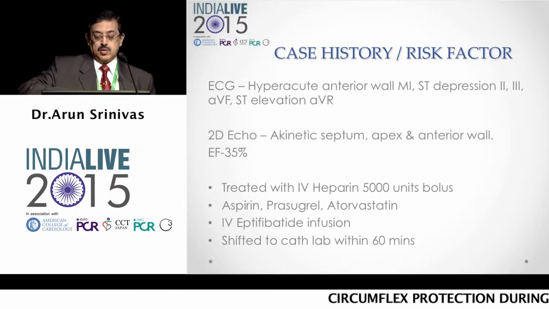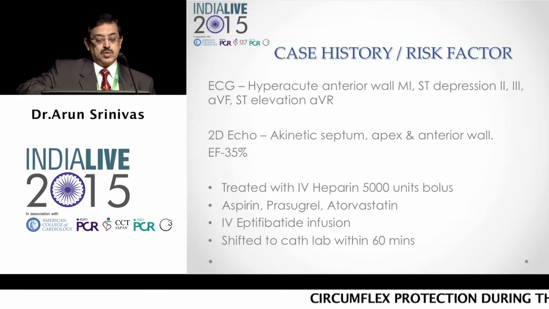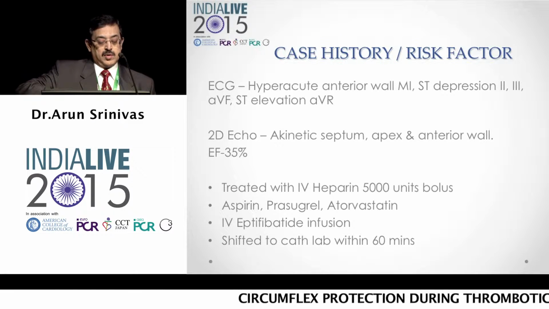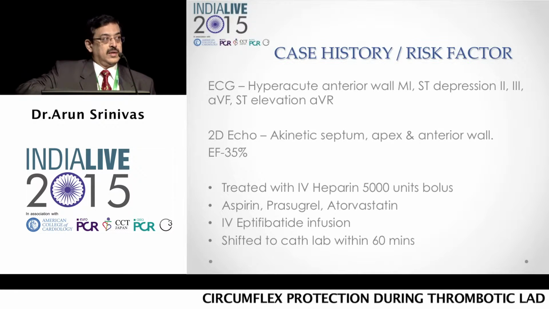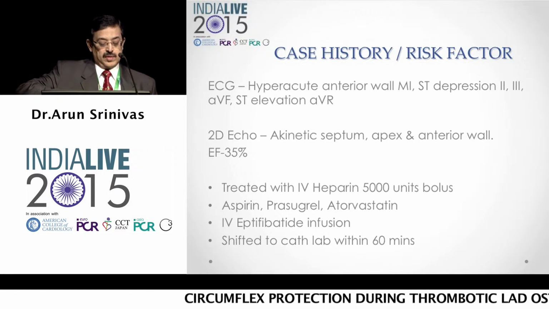ECG showed a hyperacute anterior wall MI with ST depression in 2, 3, AVF and ST elevation in AVR, suggesting a very proximal or Australia-lady lesion. His 2D echocardiogram on admission showed an akinetic septum, apex and anterior wall with an approximate ejection fraction of about 35%.